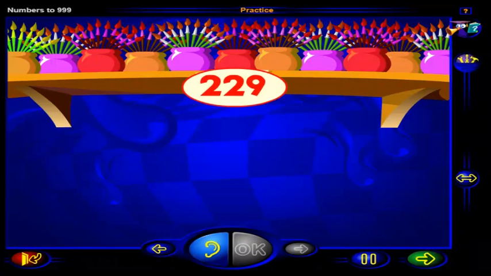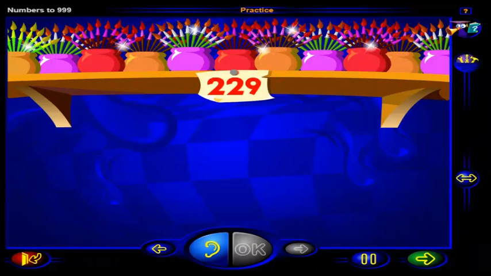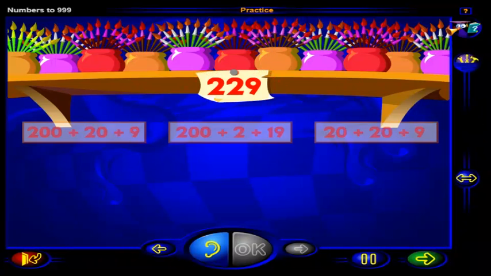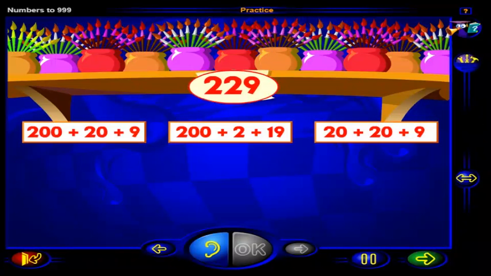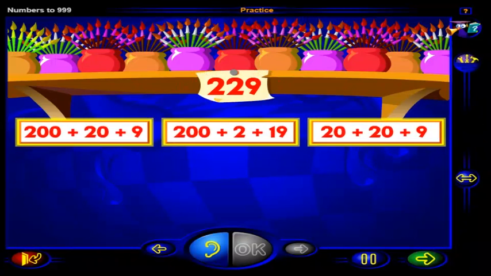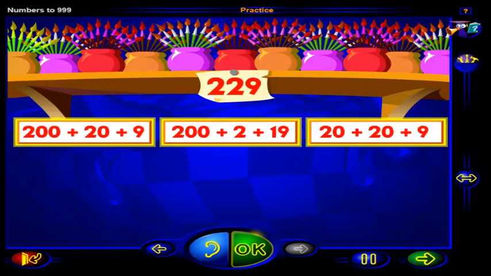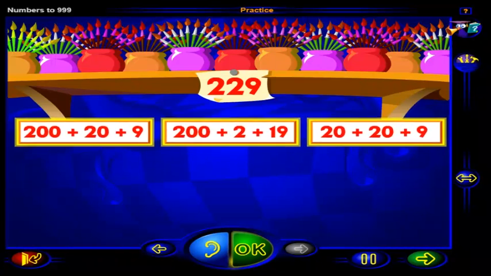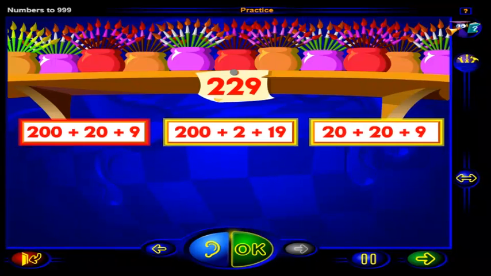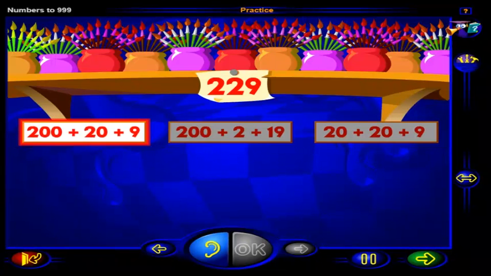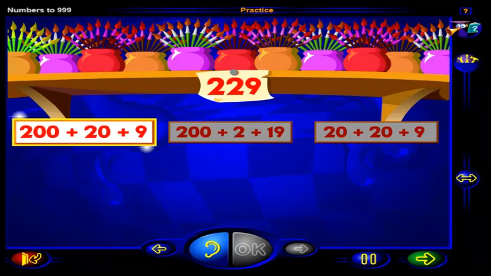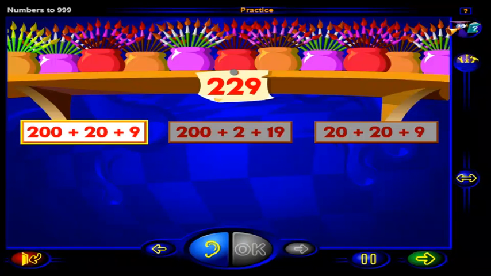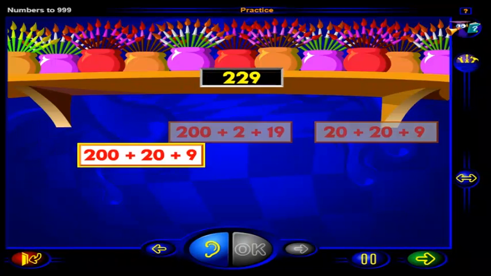There are 229 paintbrushes in these jars. What is the expanded form of the number 229? Click on your answer, and when you're done, click OK. That's right. This is the expanded form of the number 229.